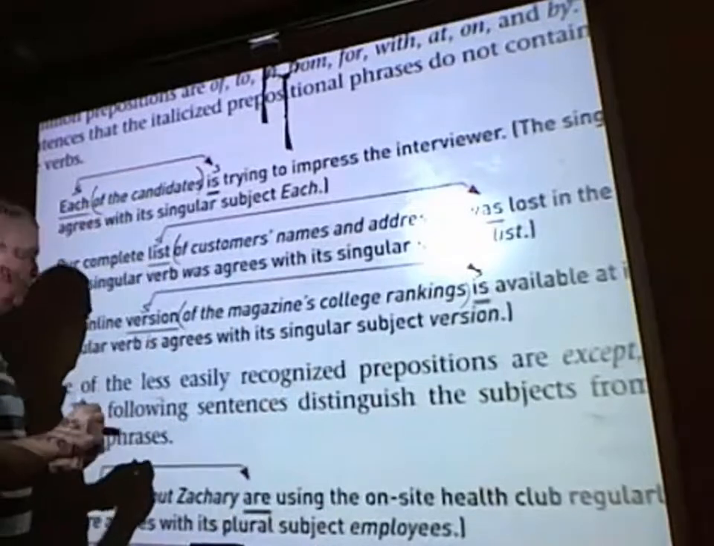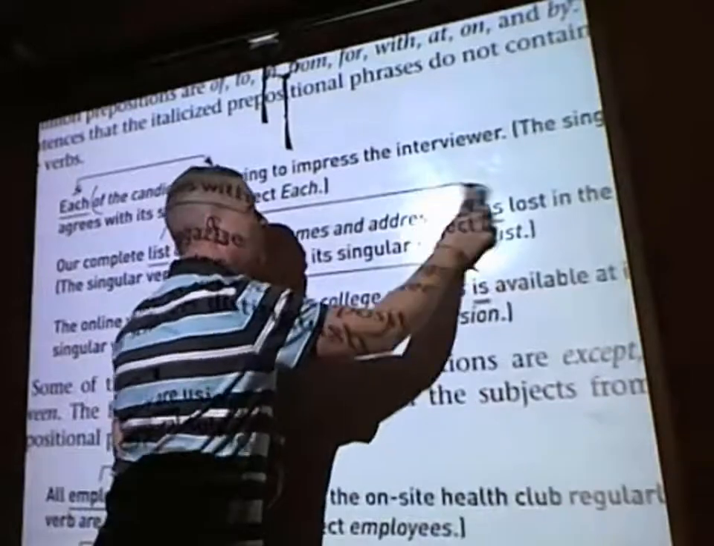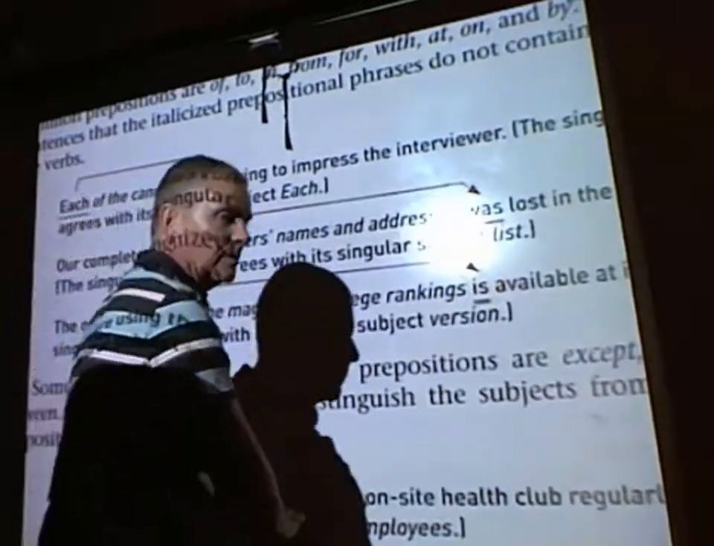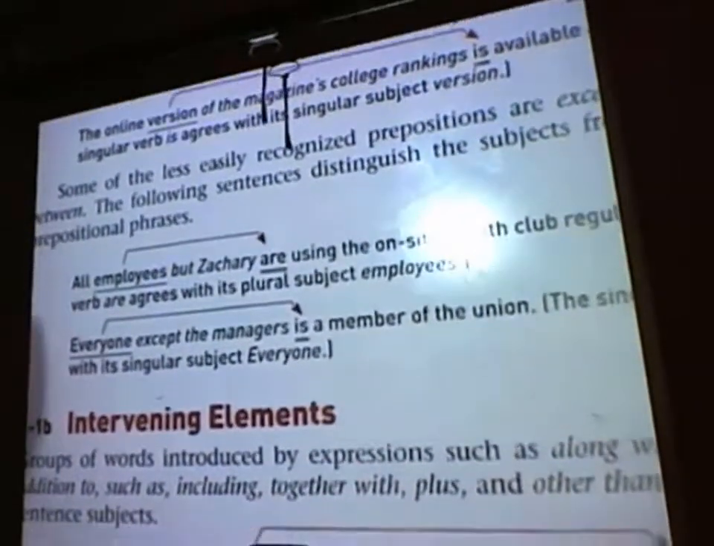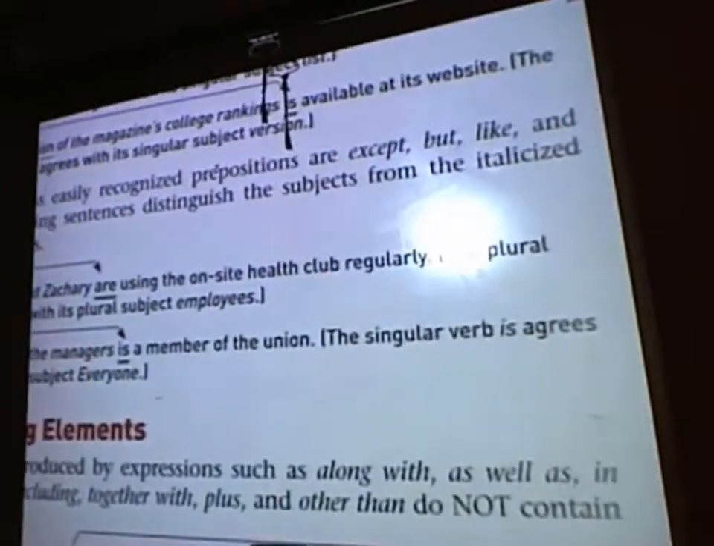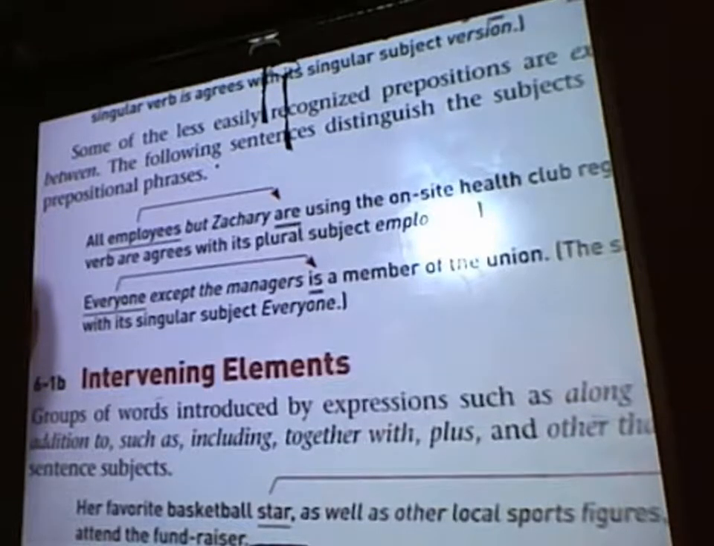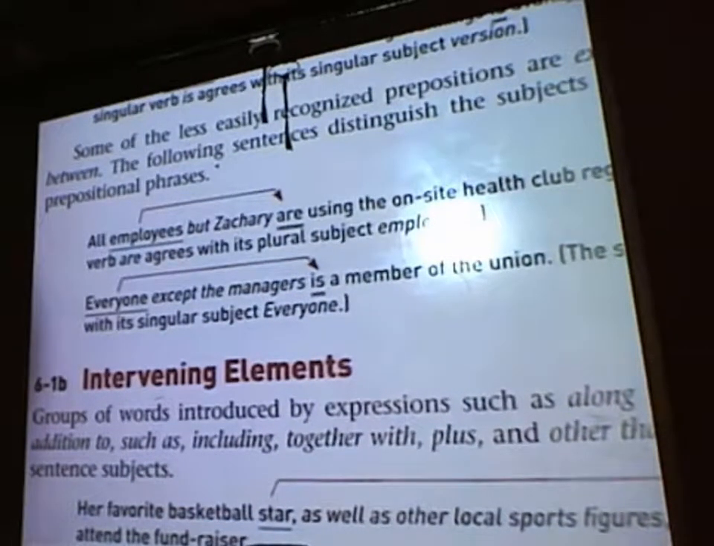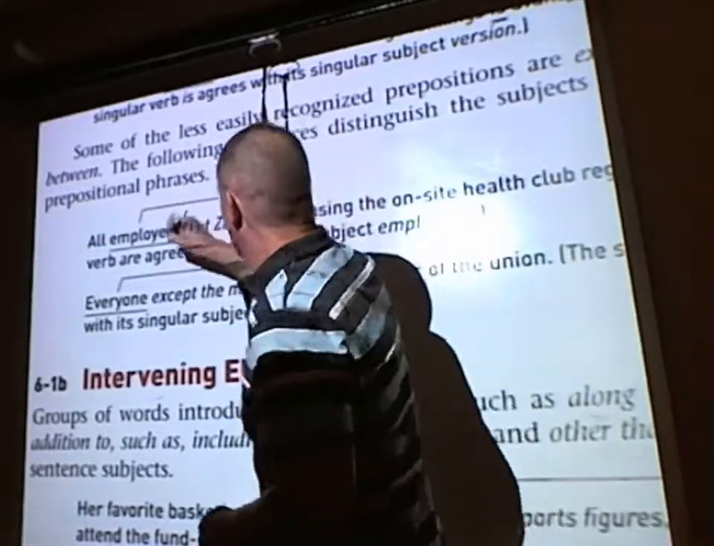Okay, then let's move down to the lower portion of the screen. Some of the less easily recognized prepositions are the words except, but, like, and between. When they take an object, a noun or a pronoun, they're considered to be prepositional phrases. For example, the word but Zachary is a prepositional phrase. Employees is plural, and so we need a plural verb, are.